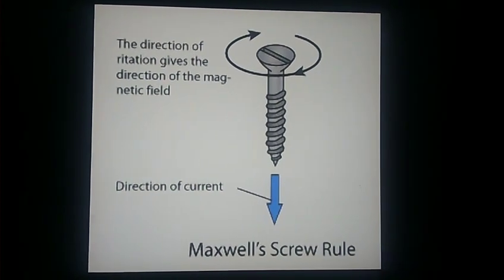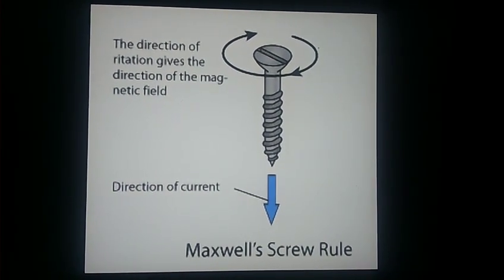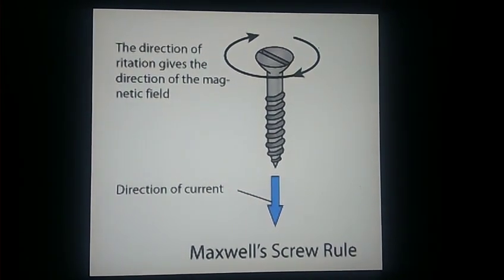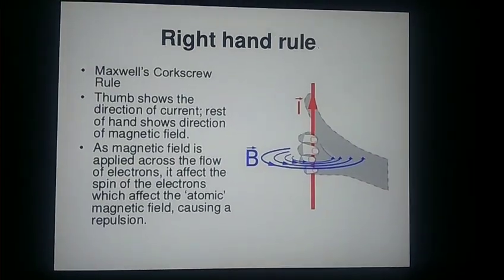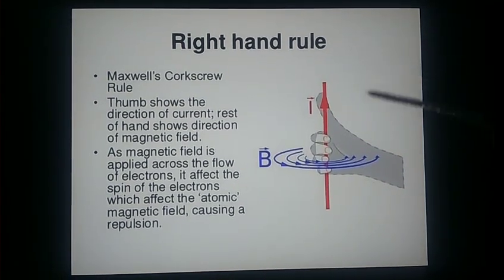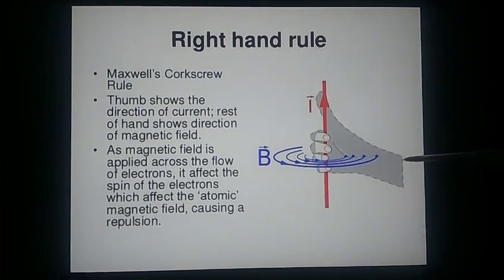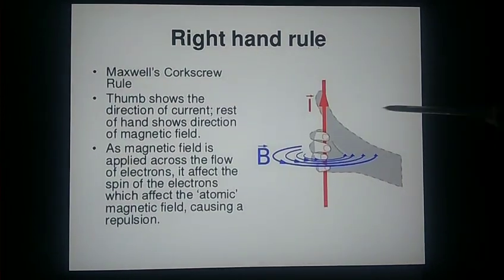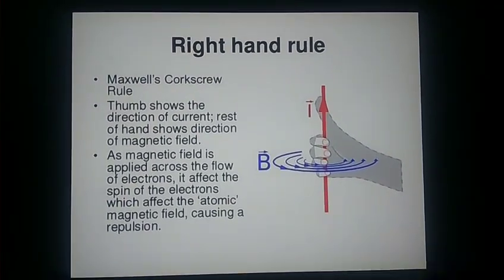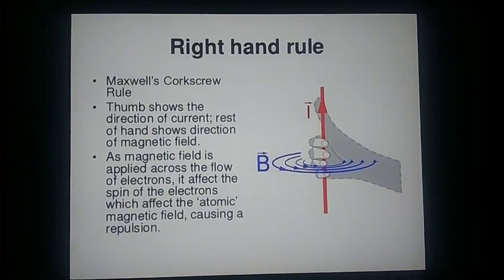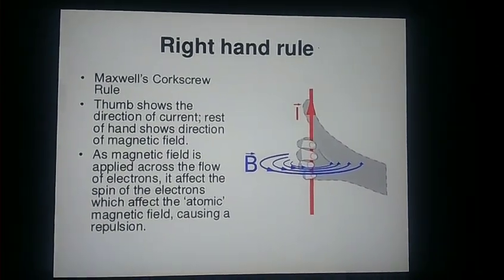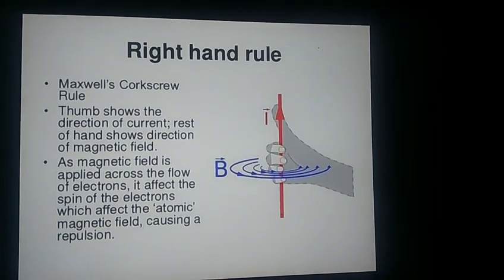Similarly, Maxwell's screw rule can be called the right hand thumb rule. See now, the right hand thumb rule. Here, the thumb indicates the upward direction, the thumb indicates the current. The four fingers are in which direction? Towards the anti-clockwise direction. Whenever the screw is going in the clockwise direction, the current indicates downwards. But here the four fingers are all in the anti-clockwise direction, so that's why the current direction is upwards.